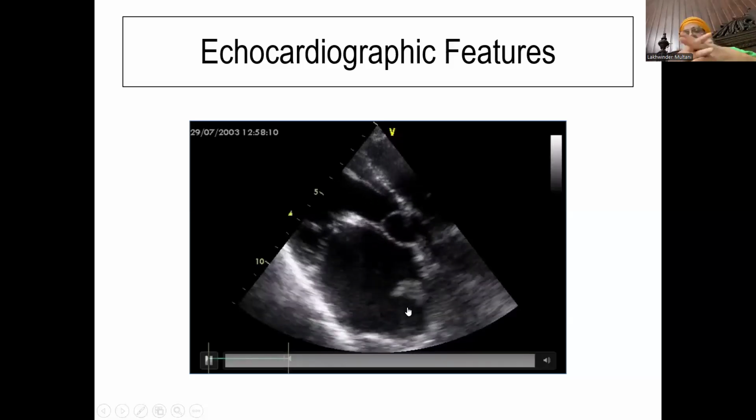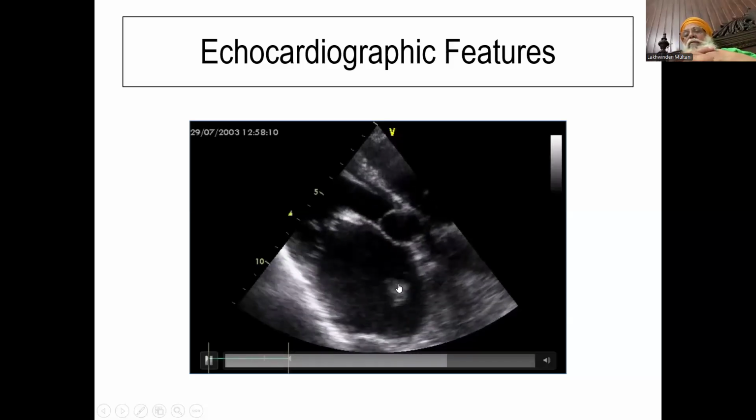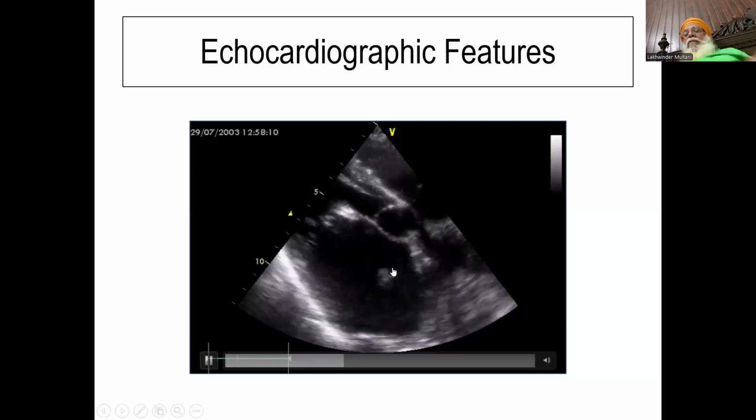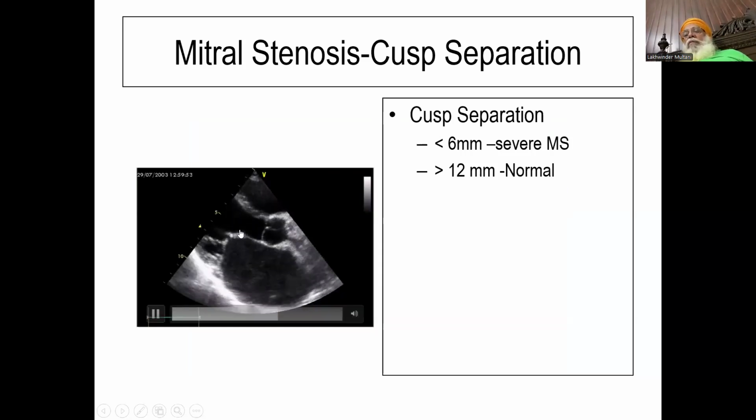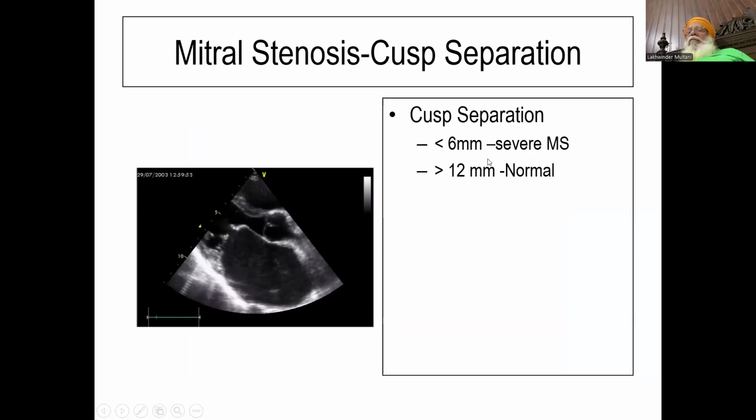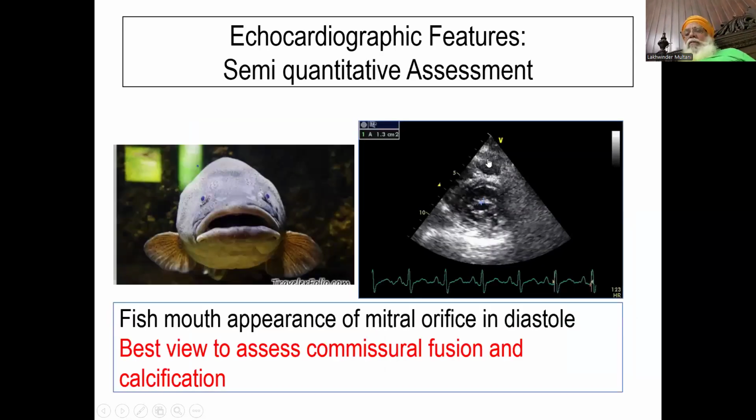So we have a couple of pictures where a large rounded thrombus, looking like a hockey stick kind of structure, is moving in and out into the left atrium, but not able to go through the mitral valve leaflets. So one feature, remember, apart from anatomical, is a cusp separation of less than 6 centimeters, which is suggestive of severe mitral stenosis. In mitral stenosis, the most important part is mitral valve area by planimetry.